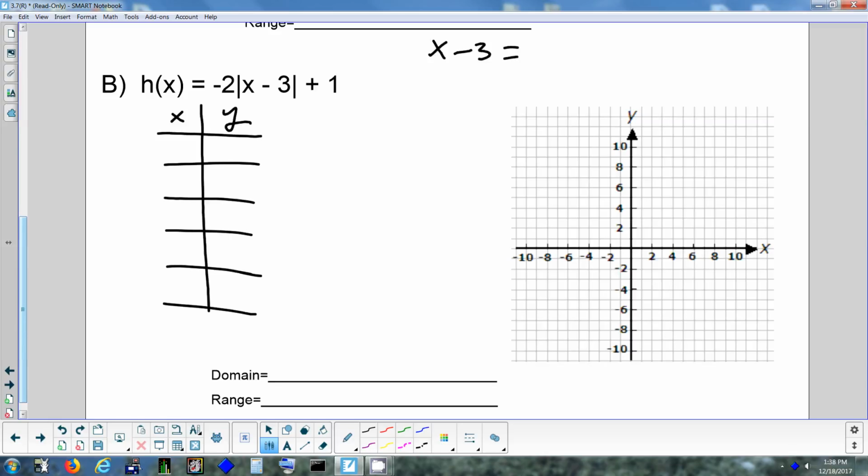Plug it in. Look at your notes. Step 1: take what's in the bars and put it equal to 0. And now solve.